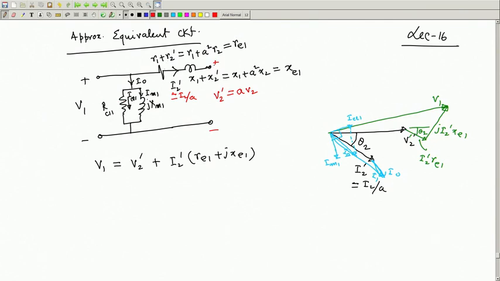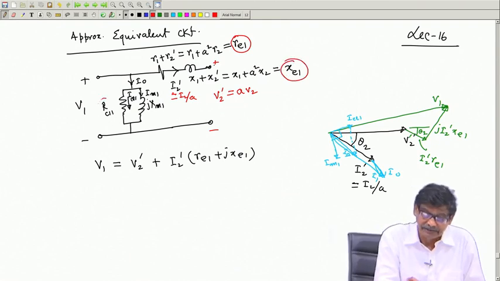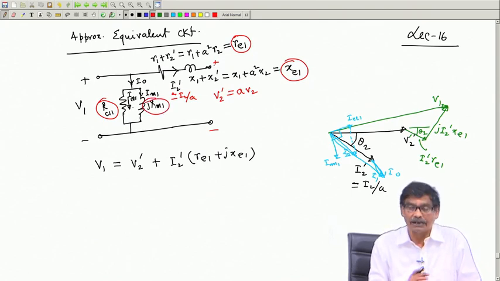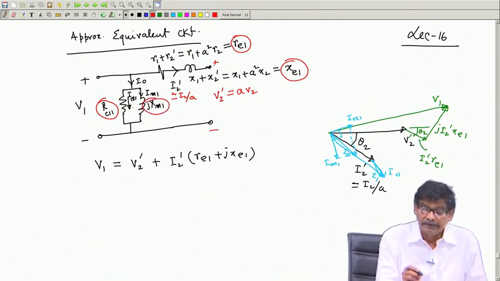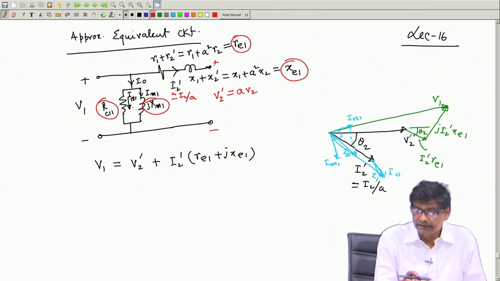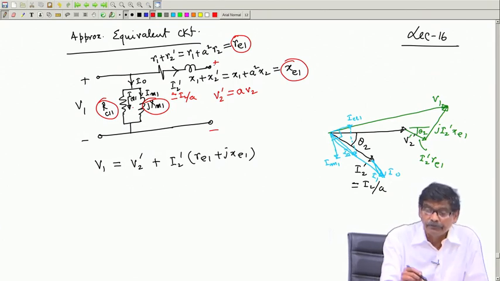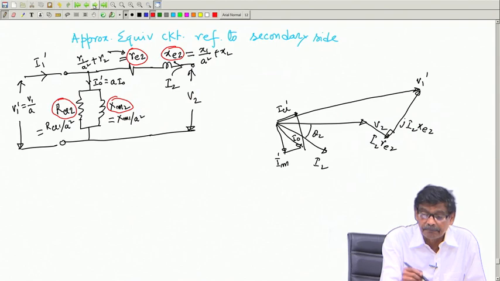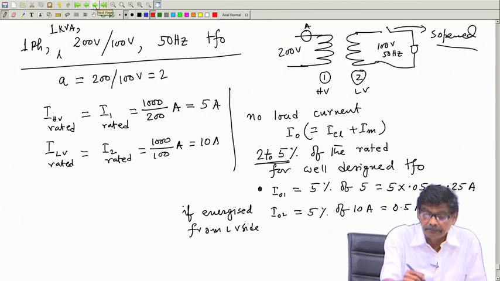With respect to the primary side, similarly, our goal is to calculate RE1, XE1, RCL1 and XM1. That is, how can I calculate it? The answer to this is we have to do some testing, and simple testing I will do.